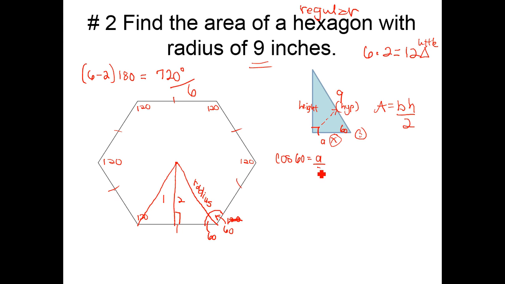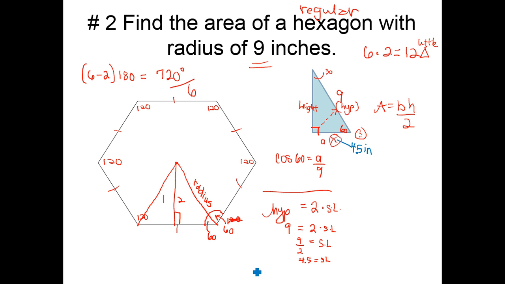You could also use your 30, 60, 90 rules because I have a 90 and a 60, so this must be a 30-degree triangle. So this is a 30, 60, 90 triangle, and the hypotenuse is equal to 2 times the short leg. If you know the hypotenuse is 9, then the short leg is 9/2 or 4.5. So your base here is going to be 4.5 inches.